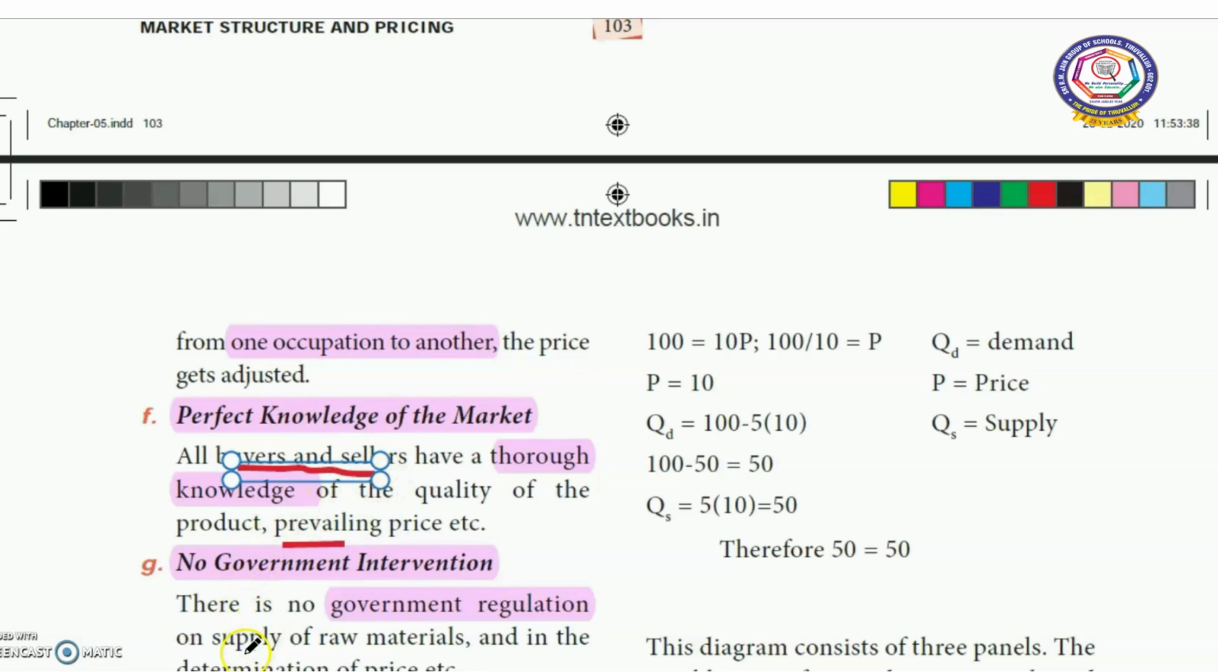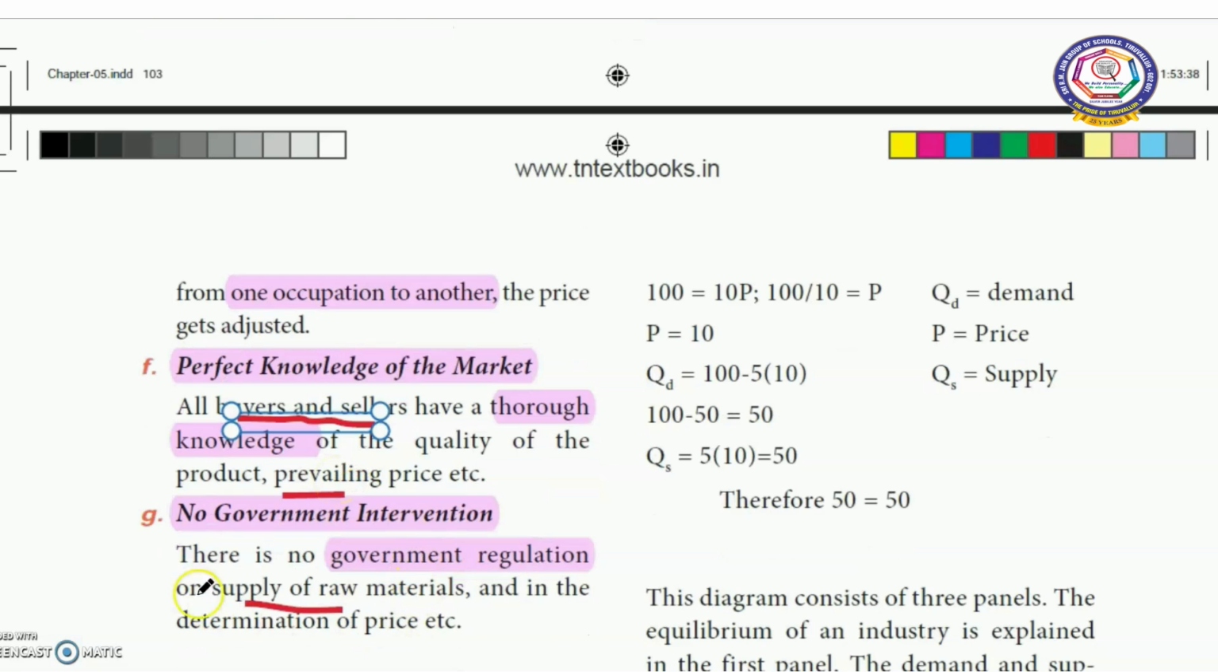Next, there is no government regulation in the supply of raw materials and also in the determination of price. Children, today we discussed perfect competition.